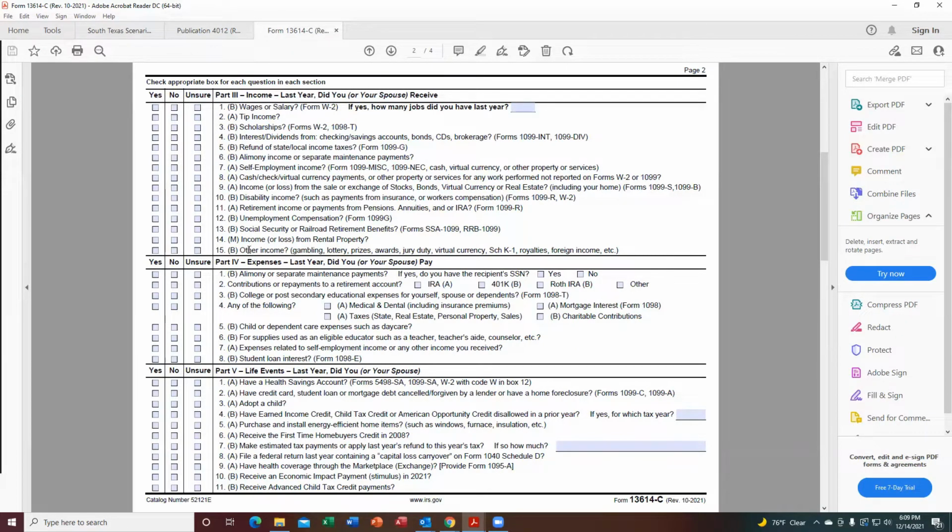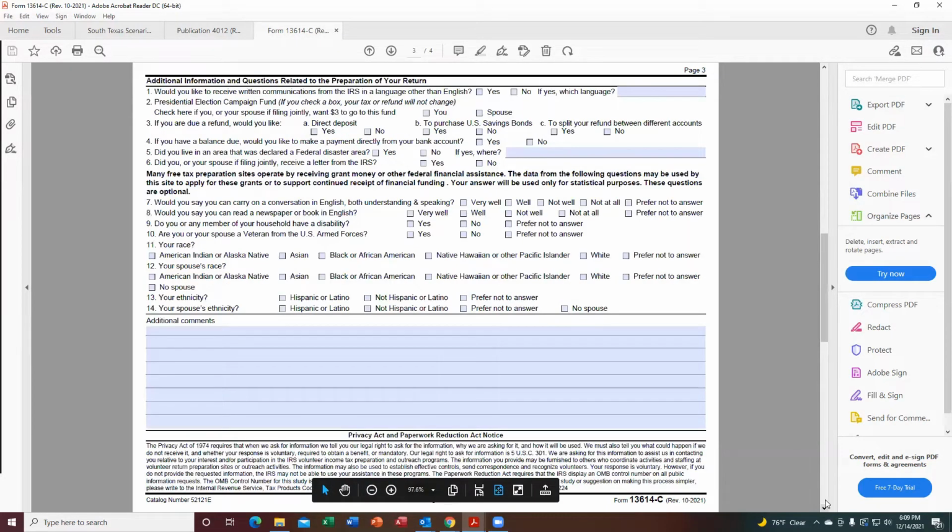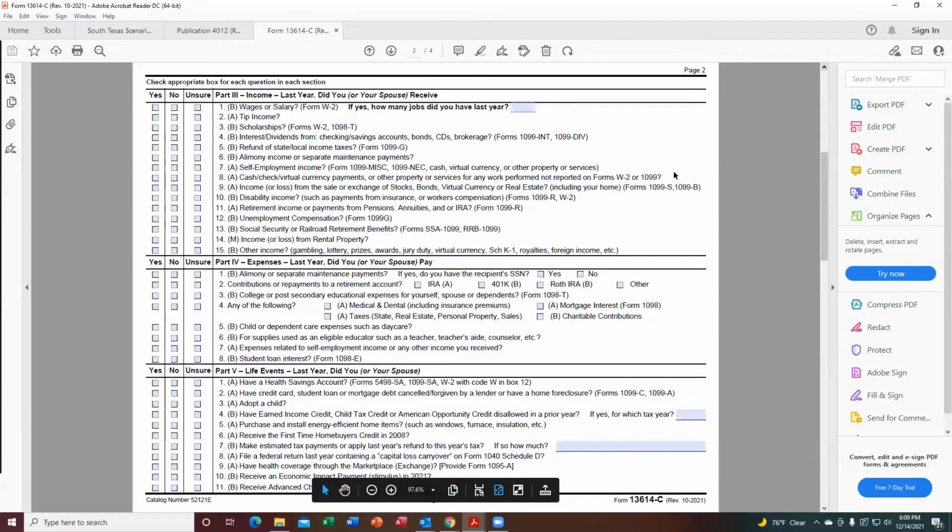Any other sources of income? Same thing, gives you examples. Expenses that are attributed to their income. The most common for us is college, educational expenses, form 1098-T.